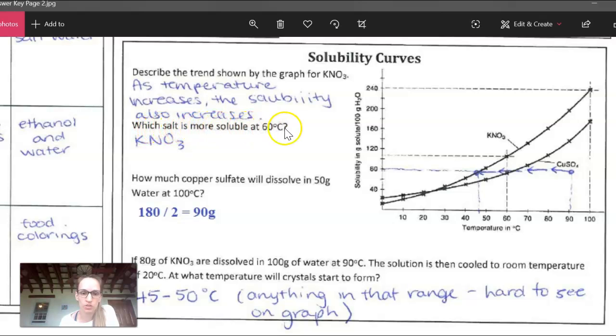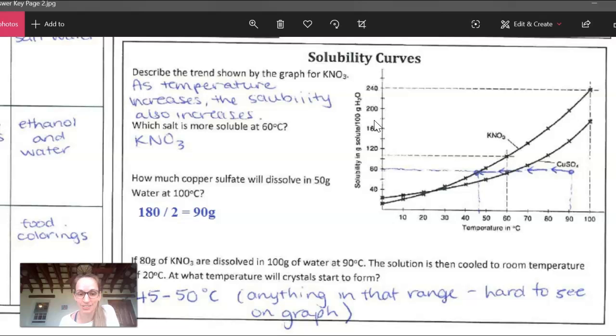Which salt is more soluble at 60? Right, now at cold temperatures, copper sulfate is more soluble. But at 60, if we go up, potassium nitrate is higher. So that's our answer. How much copper sulfate will dissolve in 50 grams of water at 100 degrees, right? So we go to 100 degrees, go up to copper sulfate, across 180.